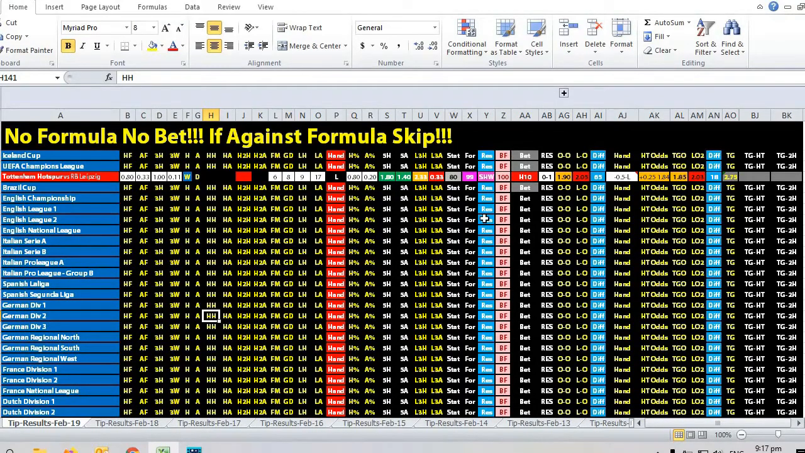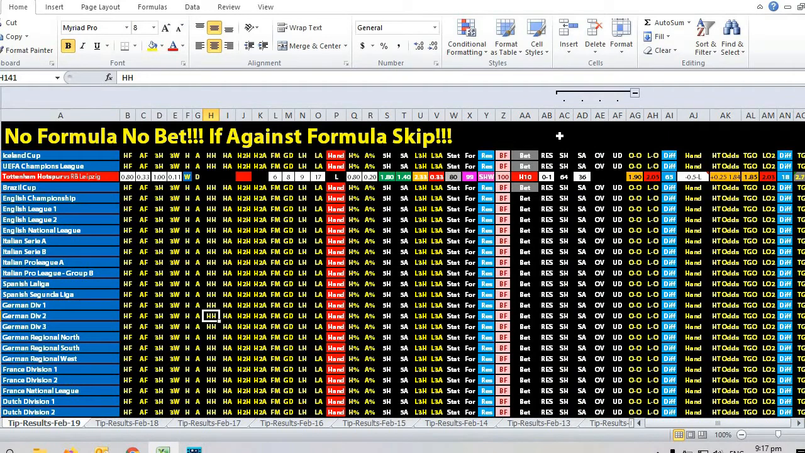I felt that this was a pretty stupid mistake. So I'll explain to you why. When I look at the market consensus, Tottenham Hotspur was 64% and RB Leipzig was 36%.